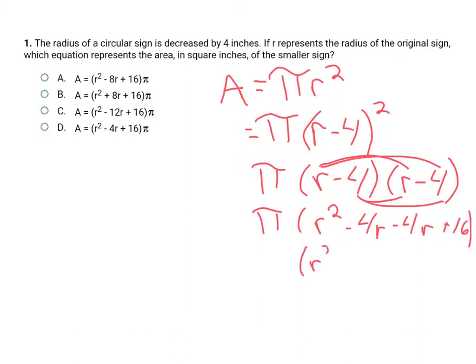And I go ahead and combine like terms. Negative 4r minus 4r is negative 8r plus 16. And so that's my new equation. And here we had the pi at the beginning, they have the pi at the end, it doesn't matter. And that means my final answer here is going to be A.